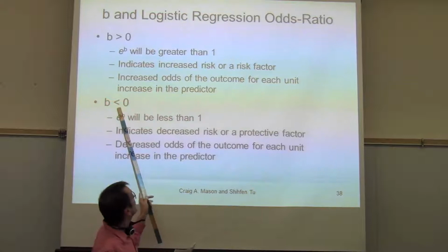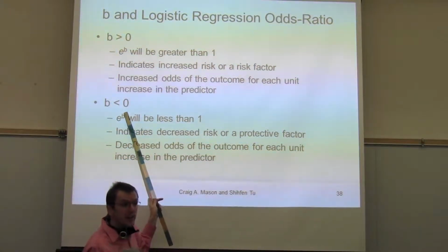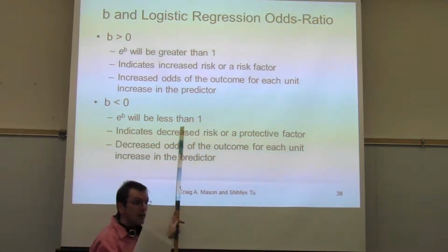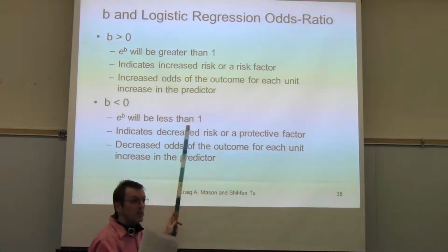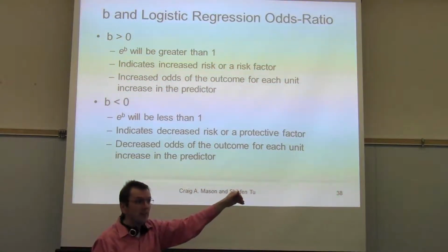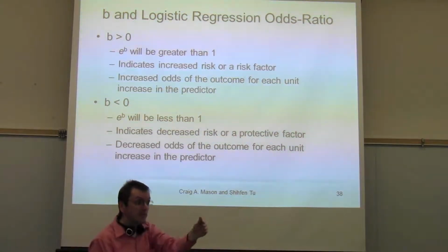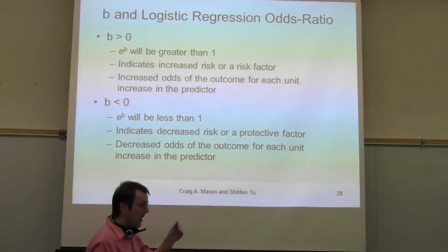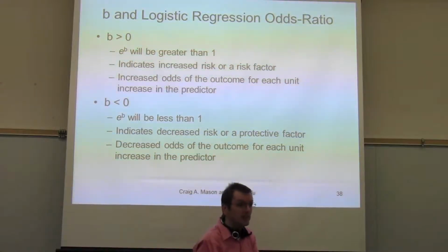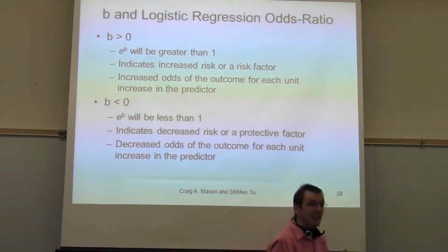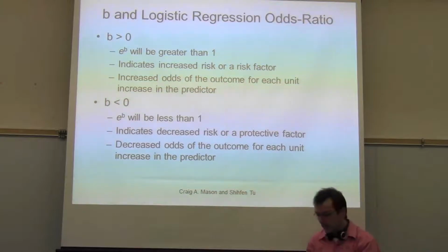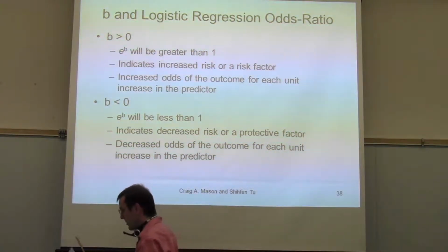So if the regression coefficient's less than 0, if the regression coefficient's negative, the odds ratio, e to the b, will be less than 1. It'll still be between 0 and 1. But that just indicates decreased risk, in essence, assuming the outcome's a negative thing. So if e to the b is 0.5, then a unit increase in x cuts the odds of the outcome in half. And another unit increase cuts it in half again. And another unit increase cuts it in half again. So it keeps kind of magnifying as we're going along.